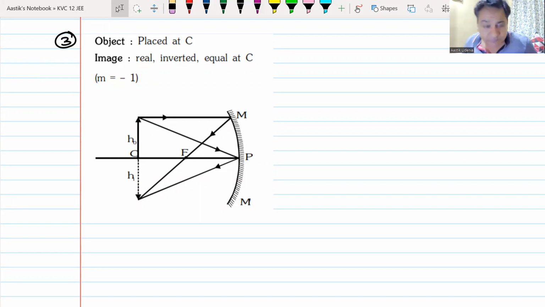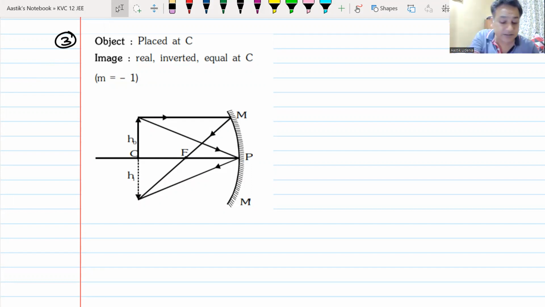Now, I ask a question. Now, the object is going to come between C and F. What will happen to magnification? If you can understand the pattern, you can tell me what will happen to the magnification. What will happen to the magnification, my dear friends? This is just catching the pattern.